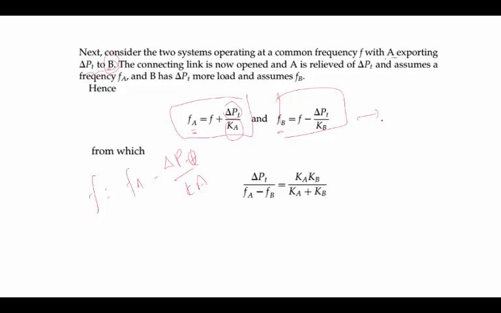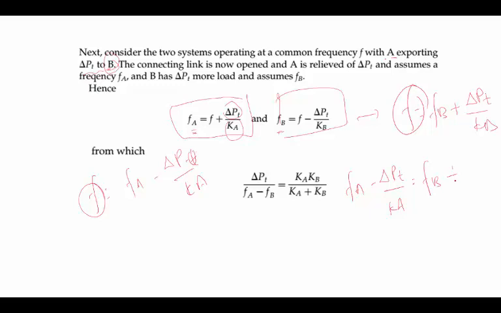So this one, F equals FB plus delta PT over KB. So this one is F, this one is F. You can make it similar. So FA minus delta PT over KA equals FB plus delta PT divided by KB.